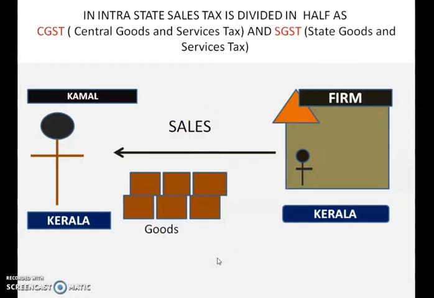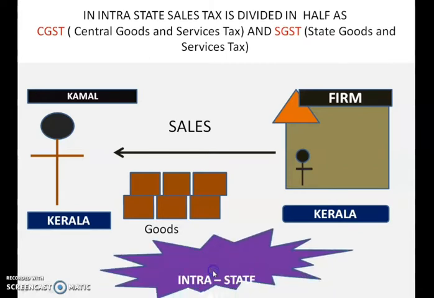So what is the term we have to use? It's intra-state sales. Okay, intra-state sales. In the previous slide we saw intra-state purchase, but now it's sales which is taking place. It's also the same thing. Here also CGST and SGST is there.